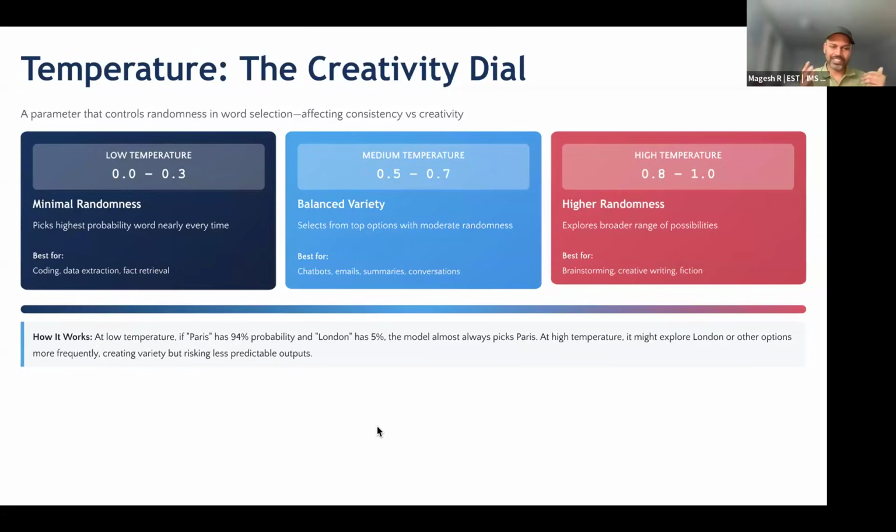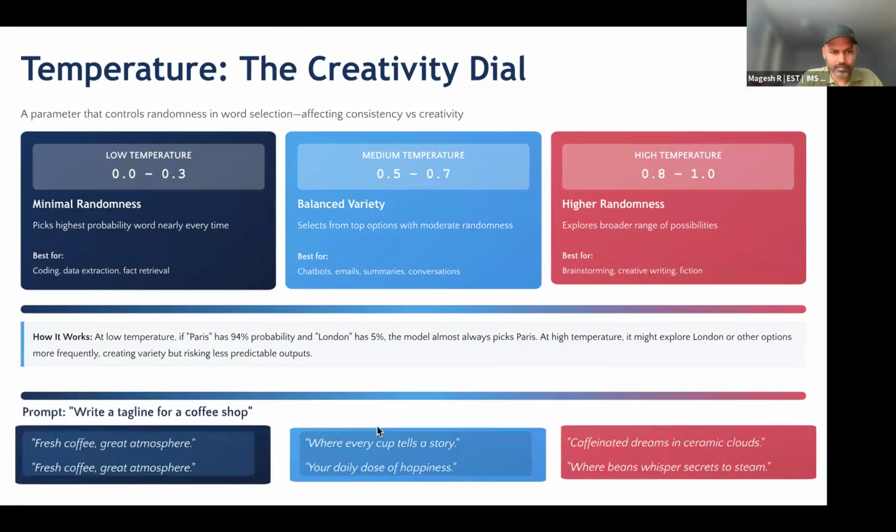At low temperature, it picks the high probability word, and at high temperature, it will pick other words, and that is what makes it creative. For example, if you give a prompt, write a tagline for a coffee shop, with a low temperature it's very highly probable that it will give you similar answers, but not guaranteed, like fresh coffee, great atmosphere. If you give the same prompt again, it might give you a similar response.